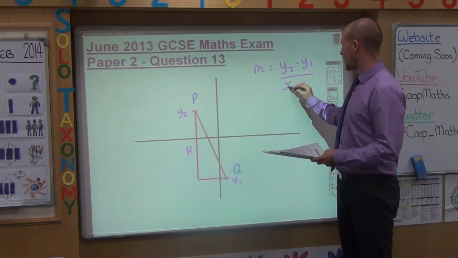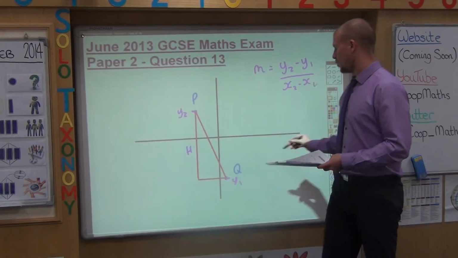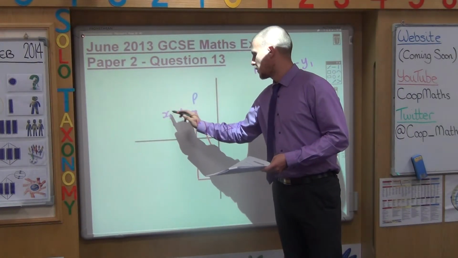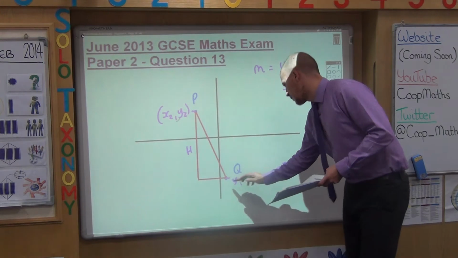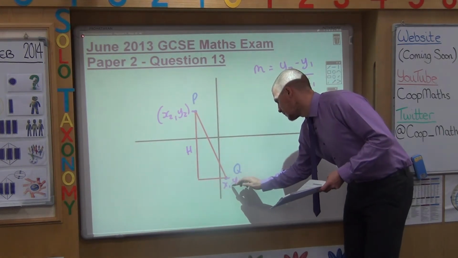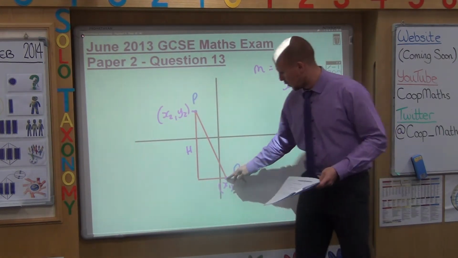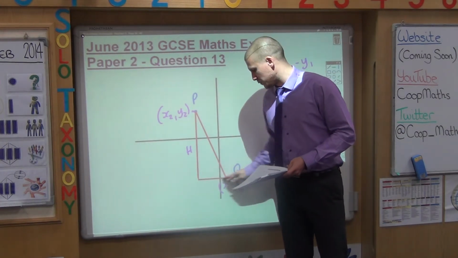The next part is x2 take away x1, which is if we have our x coordinate of that point and our x coordinate of this point, if you subtract them from each other, it will give you that width.